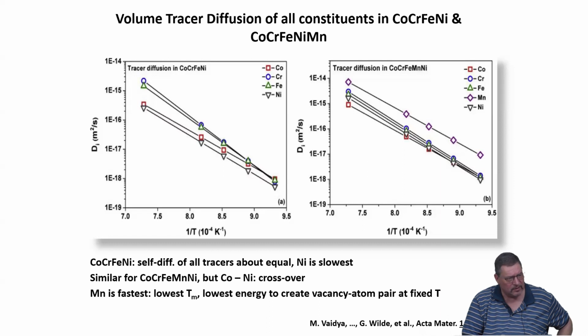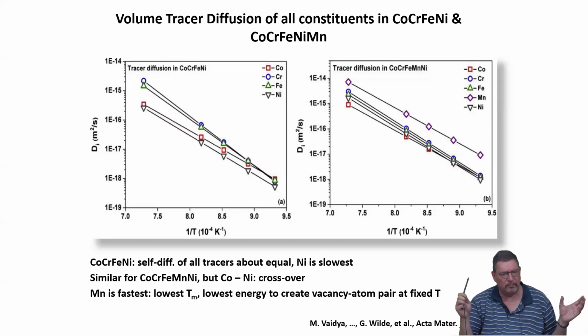Nickel is the slowest diffusing element in these materials, and this is the same also for the 5-component system. Cobalt and nickel diffusion there in the 5-component show a crossover, which is interesting for diffusion theory, and we will discuss it a little. But the main point is you do not see a lot of changes if you go from 4-component to 5-component, from medium entropy to high entropy system, except that the 5th added constituent, the manganese, is by far the fastest diffuser.